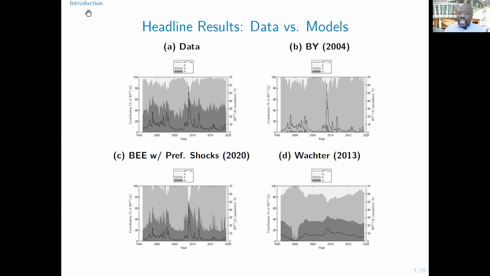So what we see in panel C, when you look at the contribution of the left tail, it's not bad, it's reasonable, it's a little bit closer to the data. So the left tail contributes to the total equity risk premium.